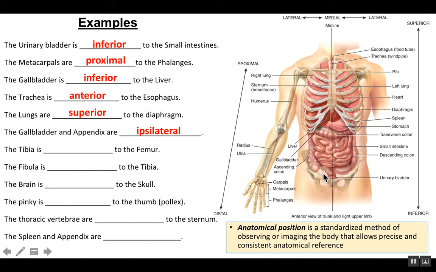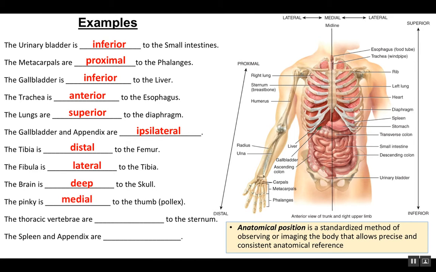This drawing doesn't show the tibia and femur, but hopefully you were resourceful and found that the tibia is distal to the femur. The femur is in your thigh. The tibia, also known as your shin bone, is below the knee. Same thing for the fibula. The fibula is below the knee, but it is lateral to the tibia. Your brain is deep to the skull because the skull is superficial in order to protect the brain.